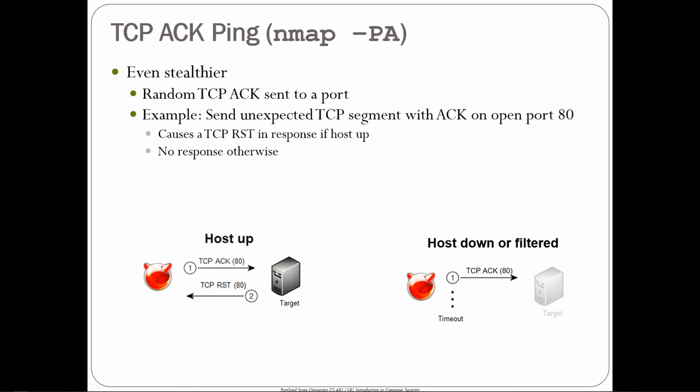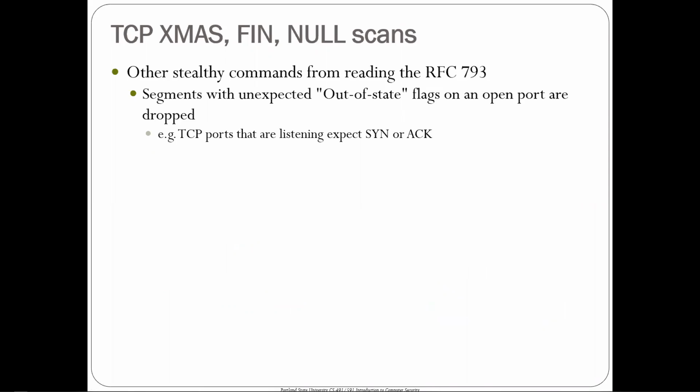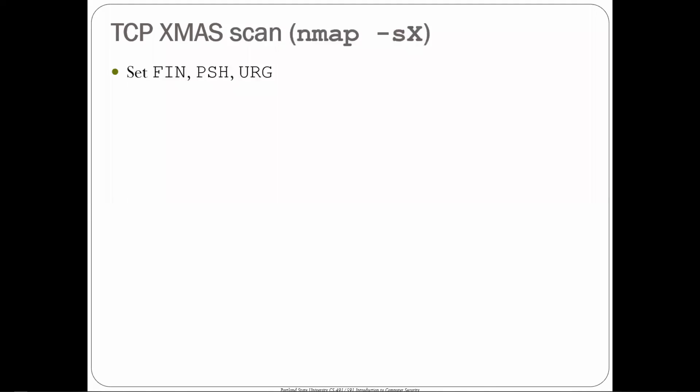Okay, similar to the ACK ping are the Christmas scan, the fin scan, and the null scan. These came out of just reading the RFC for TCP and seeing this part. It says segments with unexpected out-of-state flags on an open port are just dropped. TCP ports that are listening expect a SYN or an ACK. If you send a packet to a closed port, you get a reset response. But if it's out of state and it's open, it'll just be dropped. So this allows you to do all three of these scans. The first one I'm going to talk about is the Christmas scan.